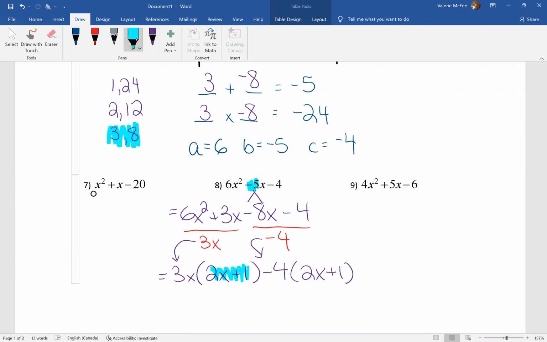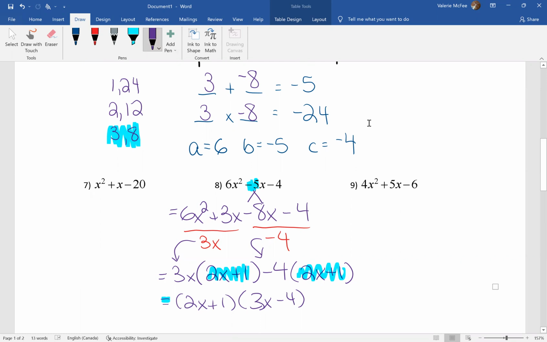We see that 2x plus 1 is common. Multiplied by the quotient 3x minus 4. One last question for you. Pause your video, do question 9.